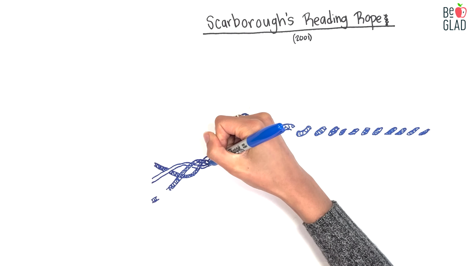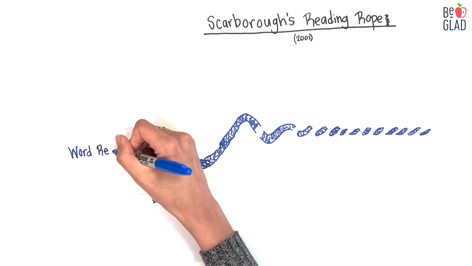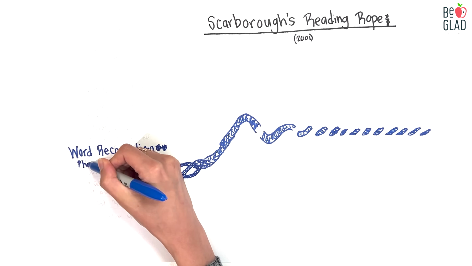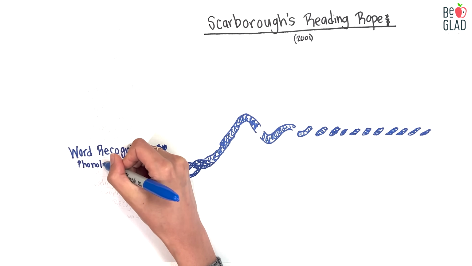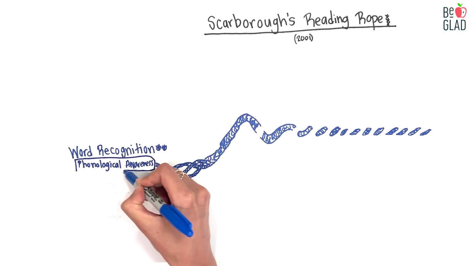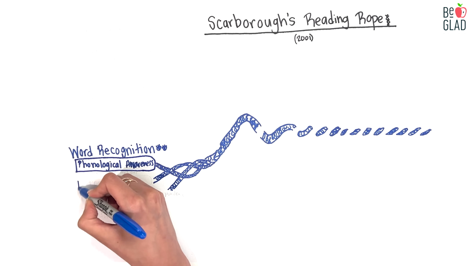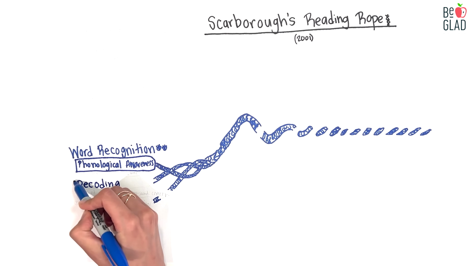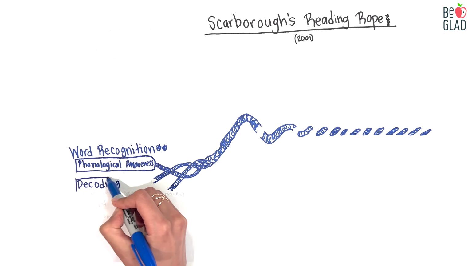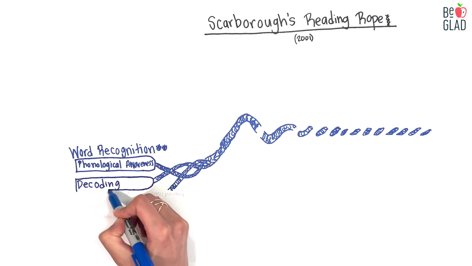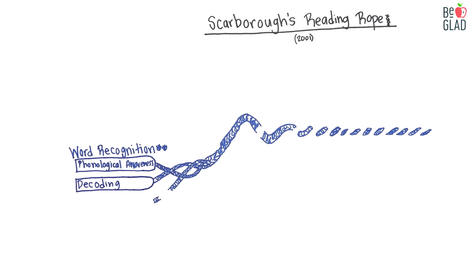We'll start at the bottom. The bottom relates to word recognition. The idea here is that we begin with teaching students phonological awareness, getting students to be able to hear that words are made up of sounds. From there, we focus on decoding skills, where students have the ability to break down words either into individual sounds or into chunks to be able to read or decode what a word says.